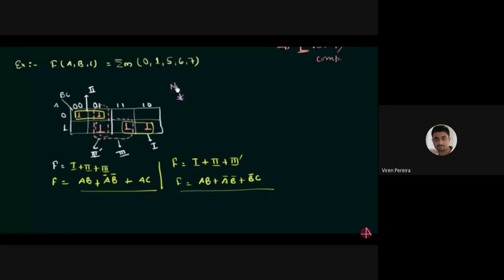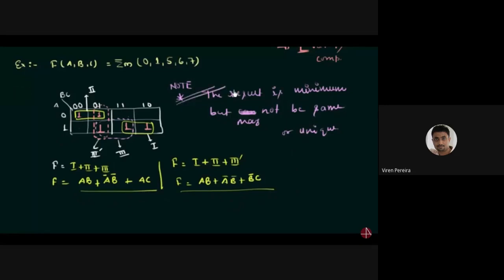So I can write one conclusion in the K map. You can write it as a note that the result is minimum, but may not be the same, or you can say unique. This is one important point that you should keep in your mind, that I have just shown here by solving this particular function.